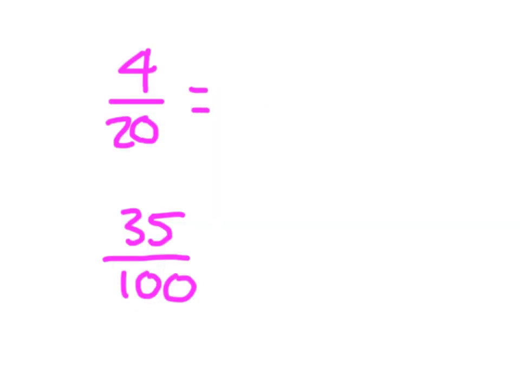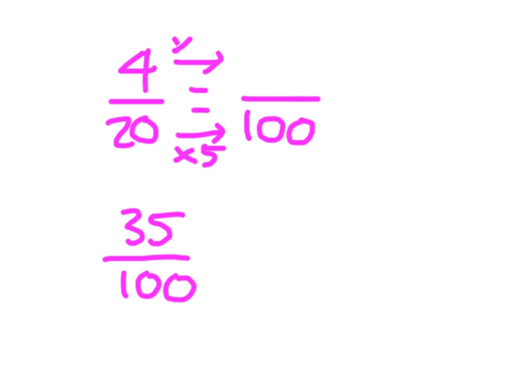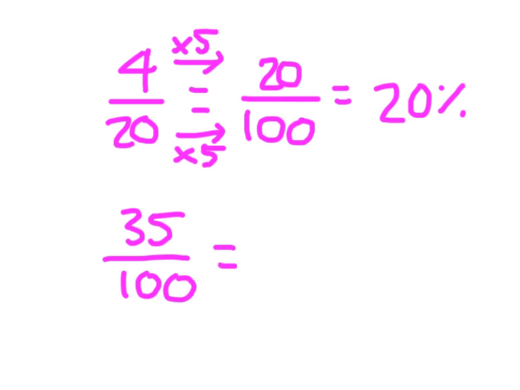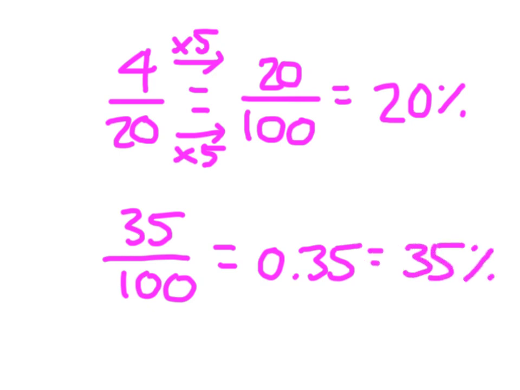Here are a few more examples. Again, we want a denominator of 100. To get from 20 to 100, you multiply by 5. Doing so in the numerator as well, 4 times 5 is 20. 20 hundredths is 20%. The nice thing about the second example on my screen is 35 hundredths, written as a decimal, 0.35, and written as a percentage, 35%.